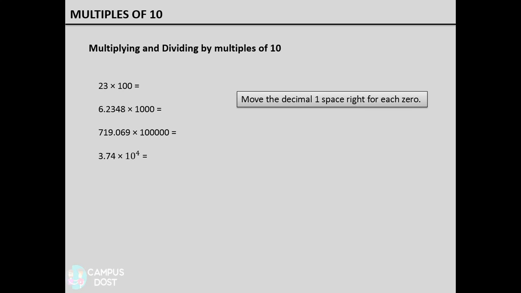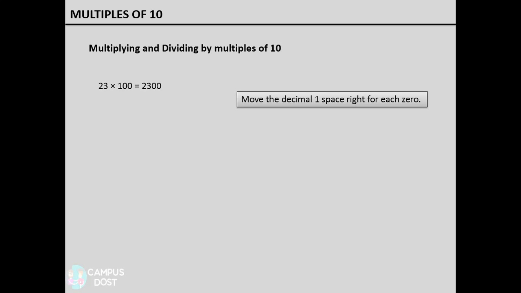To demonstrate this, let's begin with this example. Here we want to multiply 23 by 100. Since there are two zeros in this power of 10, we must move the decimal two spaces to the right. Now in 23, the decimal is assumed to be here. So in order to move the decimal two spaces to the right, we must first add some zeros after the decimal like so. At this point, we can move two spaces to the right and place our decimal here. So 23 times 100 is equal to 2300.